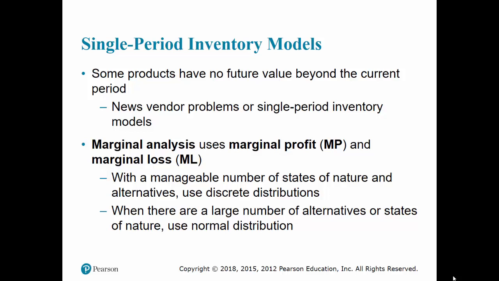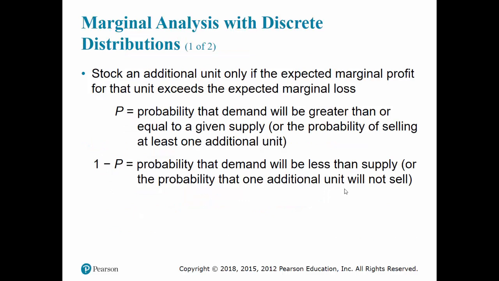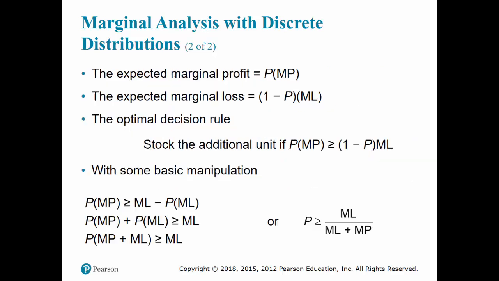Now the next question is, what is the probability that you will be able to sell that additional item? P is the probability that demand will be greater than or equal to the given supply, meaning the probability of selling at least one additional unit. That's your P, and so 1 minus P is the probability of not selling that additional unit. So P times the marginal profit is the expected profit. The expected loss is the probability that you will not sell, times ML.